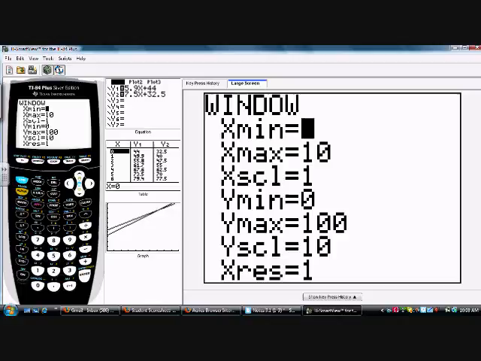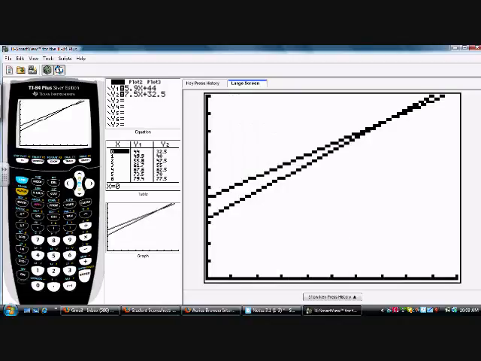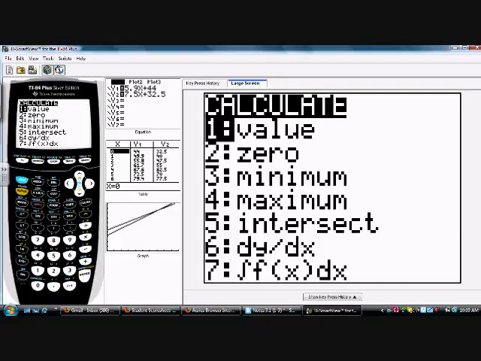Got your windows? You got to have your window set before you can do this next command. Okay. So I'd like to find out where these two graphs intersect, and it's going to be hard for me to tell on my little graphing calculator, but the calculator will tell me exactly where they intersect. You hit second, trace. And that's the calc page. Now, what button do you think I should press? 5, the intersect.